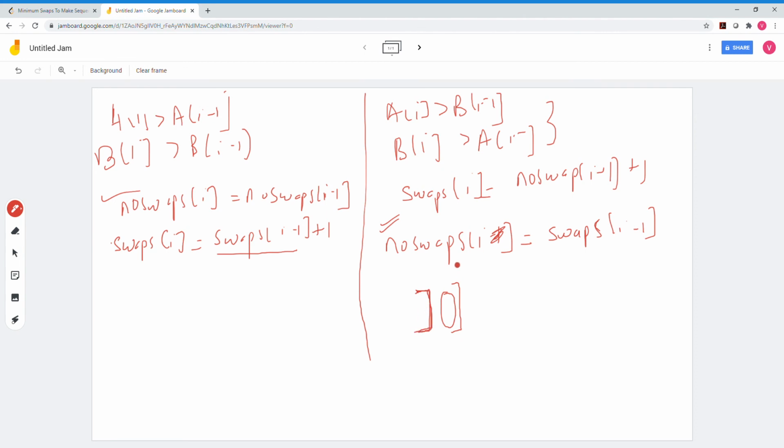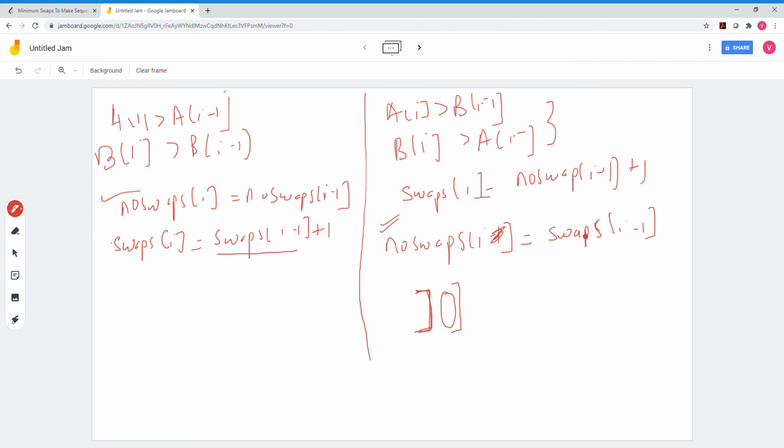Let me go over it again, as I think again I made it confusing. See, my end goal is to make it increasing until here with no swap here. That is no swaps of i. Now, if at all I swap here, until here it automatically becomes increasing. And if I swap here, it becomes increasing until here also. Right? So that is nothing but swaps of i minus 1. There is no extra cost to swap here. So no swaps of i is same as swaps of i minus 1.